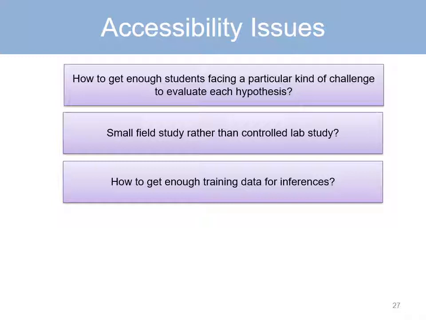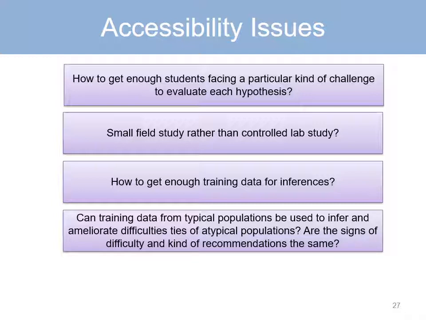And you need the study for 2 reasons. First, to see how well your system works, assuming it's inferring well. Also, to get training data. And for training data, you need even more subjects. So how do you get training data for inferences? And maybe training data gotten from typical populations will work for those who are not typical, or maybe it will not. So that's a research question. Okay. And I'm at 14 minutes, according to my time.